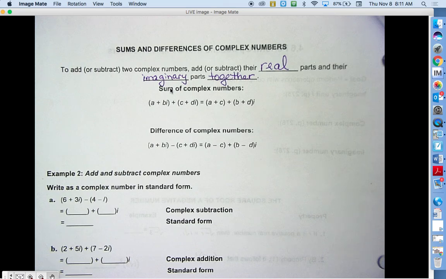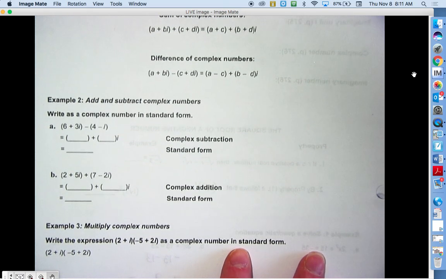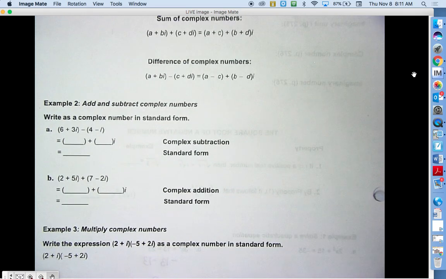So it's kind of like having like terms. When you have an x plus an x, it gets combined together. A 5 plus a 4 gets combined together. So imaginary numbers work like x's. It's not truly a variable because it's a number. But when you add things together, you have to add like terms. When you subtract things, you have to subtract like terms. So that's what these two things are saying here.